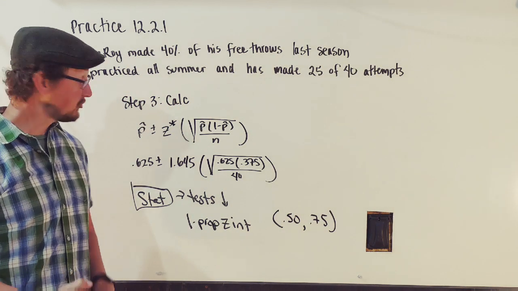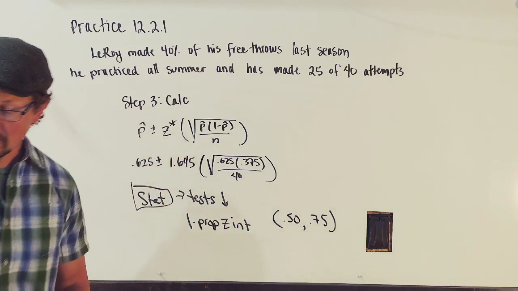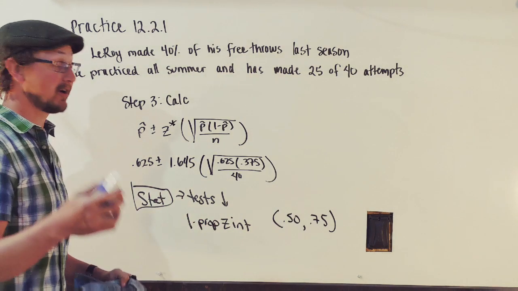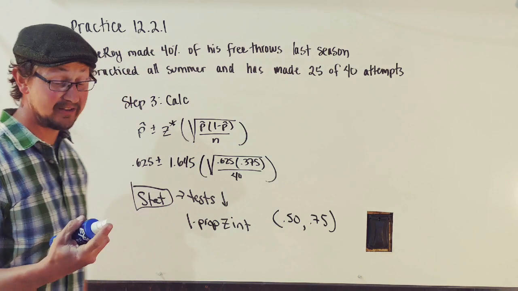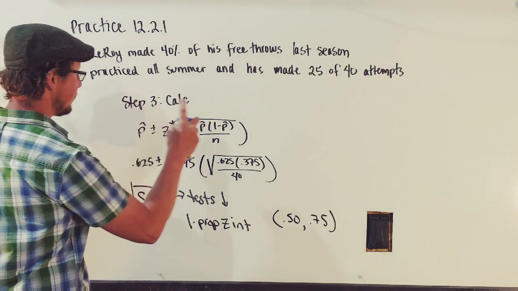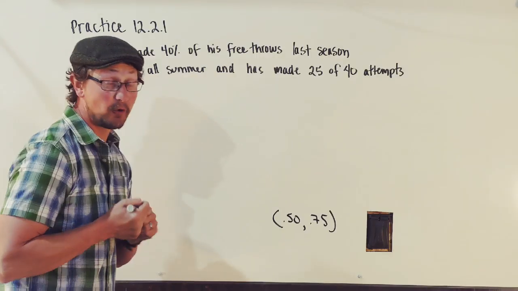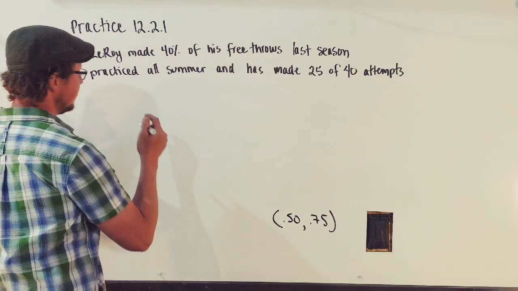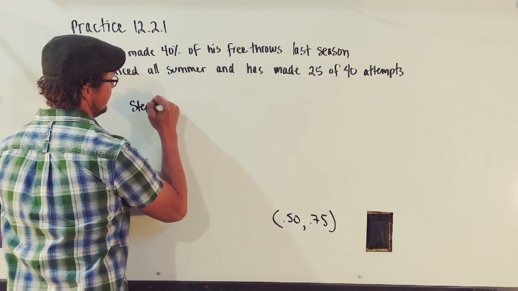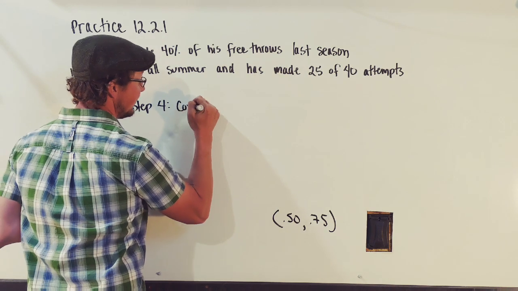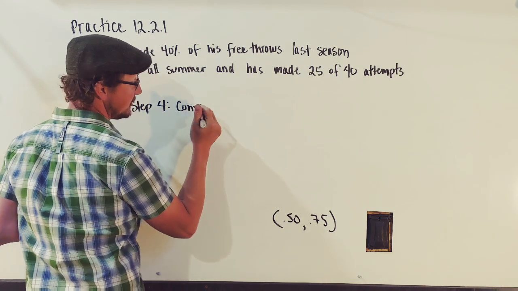The problem asked me also to interpret this, so that means I need to do step 4 and put these numbers into the context of the problem. So that's step 4 for our confidence interval problem, which is the conclusion.